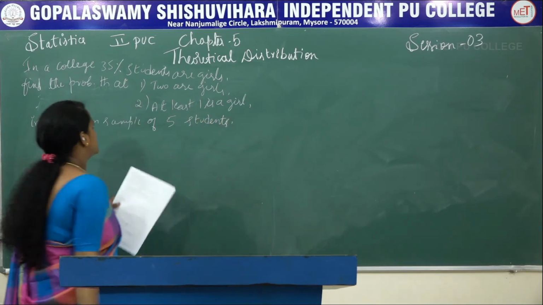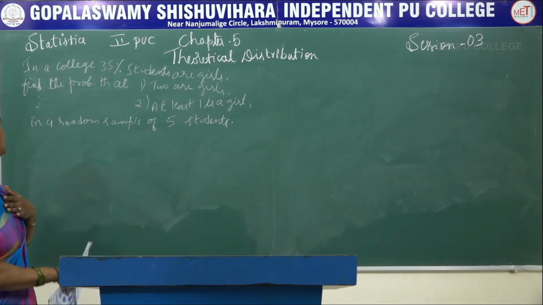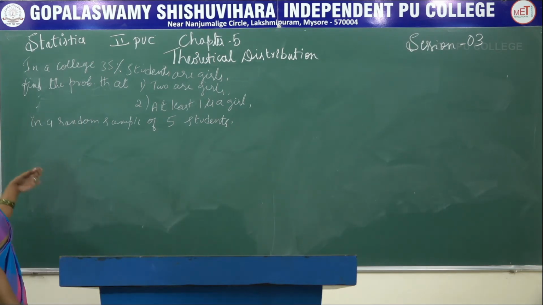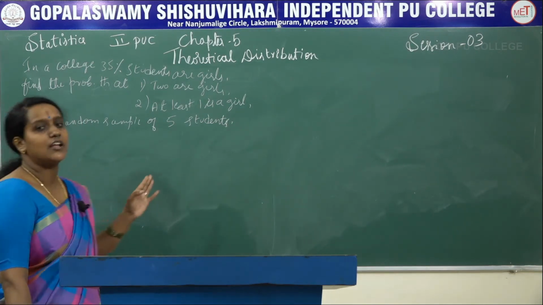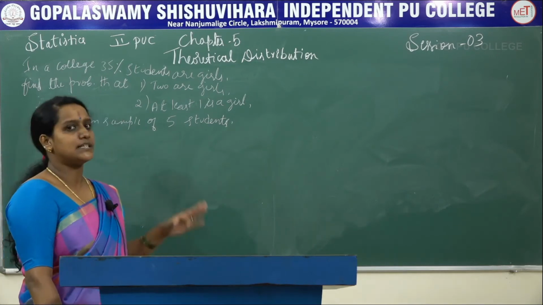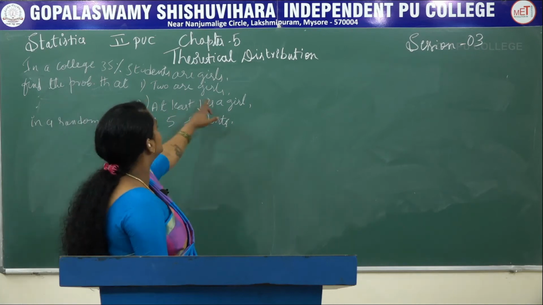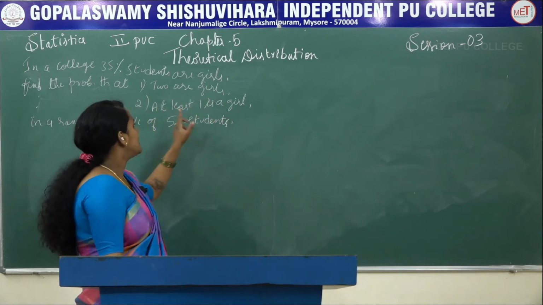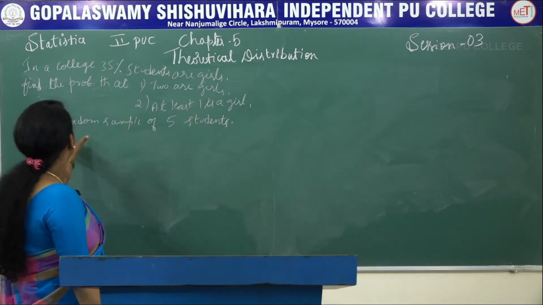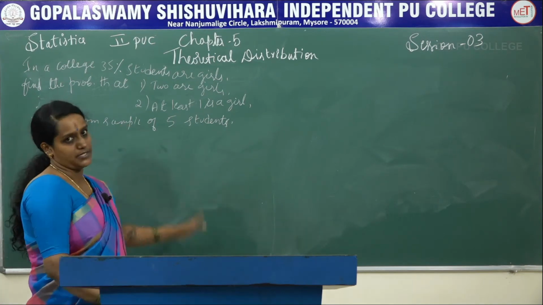Here you just observe they have given the data about the girls. In a college 35% of the students are girls, and here we have to find the probability of girls only: 2 are girls, at least 1 is a girl, in a random sample of 5 students. Okay.